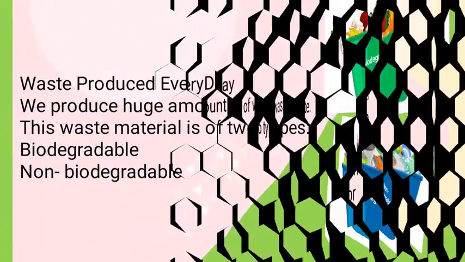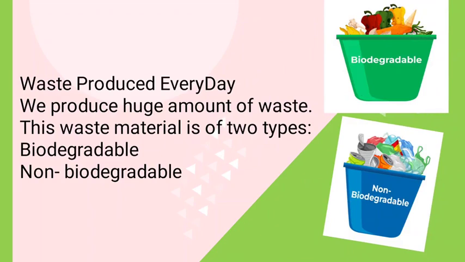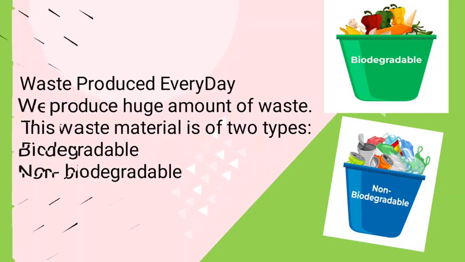Now, waste is produced every day. We produce a huge amount of waste. This waste material is of two types, biodegradable and non-biodegradable. A lot of waste is produced every day in factories, households and on roads; everywhere we can see a lot of waste. But we have categorized that waste into two categories, biodegradable and non-biodegradable. So now we are going to learn in detail about biodegradable and non-biodegradable waste. Let's see.